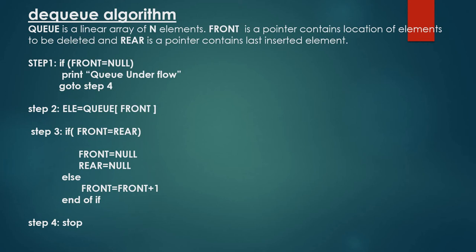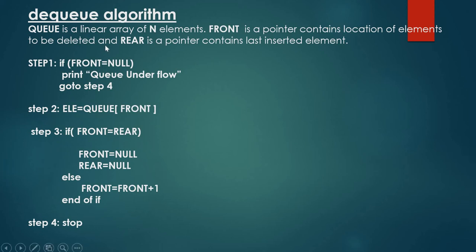A queue has two ends, that is, the front end and the rear end. Rear end means back end. Insertion is happening at the rear end, and we are deleting from the front in a queue. Then what happens to the front? Front is incremented by 1.